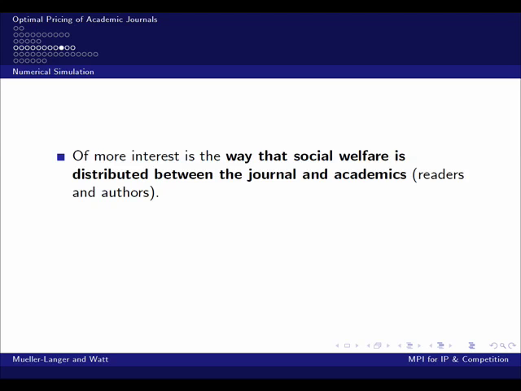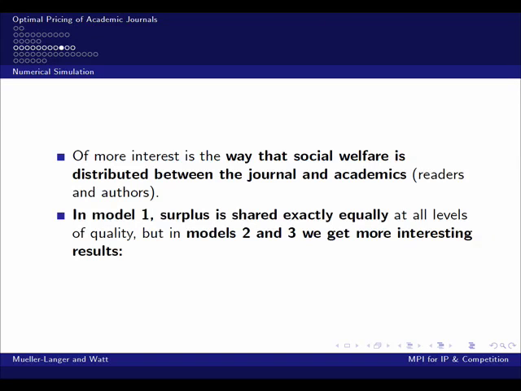What is also interesting for us is how social welfare is distributed between the journal and academics. Okay, so we have the overall welfare. We define overall welfare as the surplus of the readers, surplus of the authors, and journal profits. And academics are readers and authors. Now in model one, we have a completely symmetric situation. The surplus is shared exactly equally at all levels of quality.